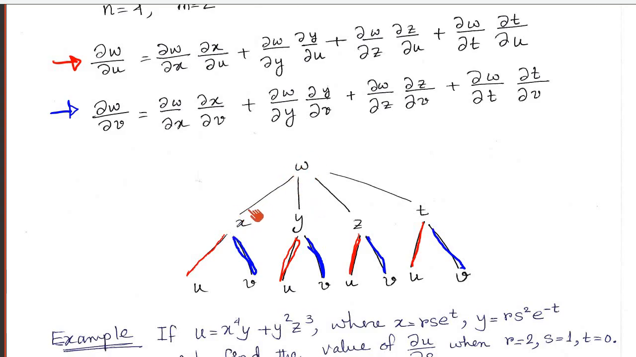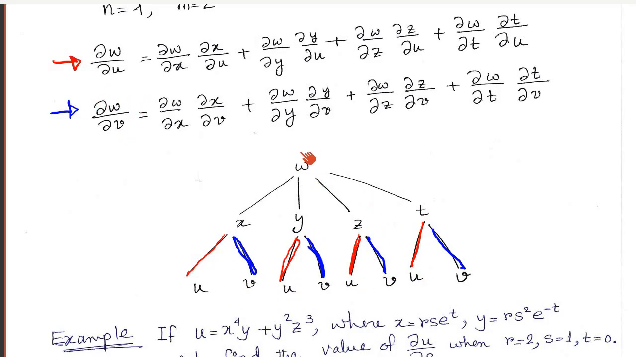So the tree diagram will look like this: w in terms of x, y, z, t, x in terms of u, v, y in u, v, z in u, v, and t in u, v. First segment, let's focus on the red color portion: dw dx dx by du. Then dw dy dy by du, second segment. Third segment, dw by dz dz by du. Fourth segment, dw by dt dt by du. So first segment complete.